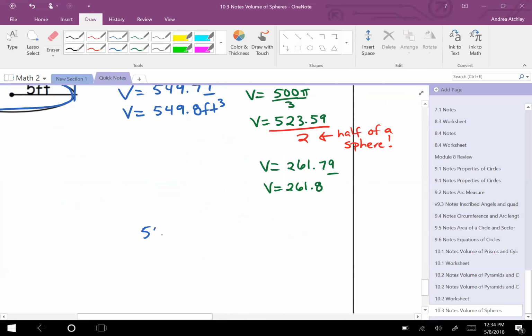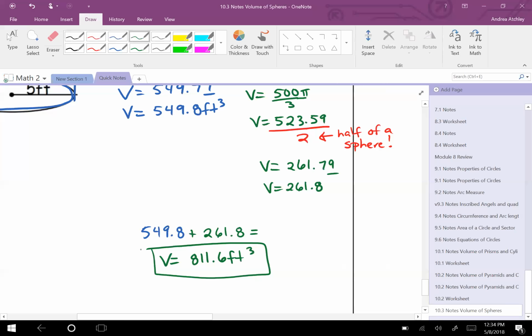So 549.8 plus 261.8 equals. Good job. So my volume equals 811.6 feet cubed. Any questions over that? We're all good? Okay, next one.